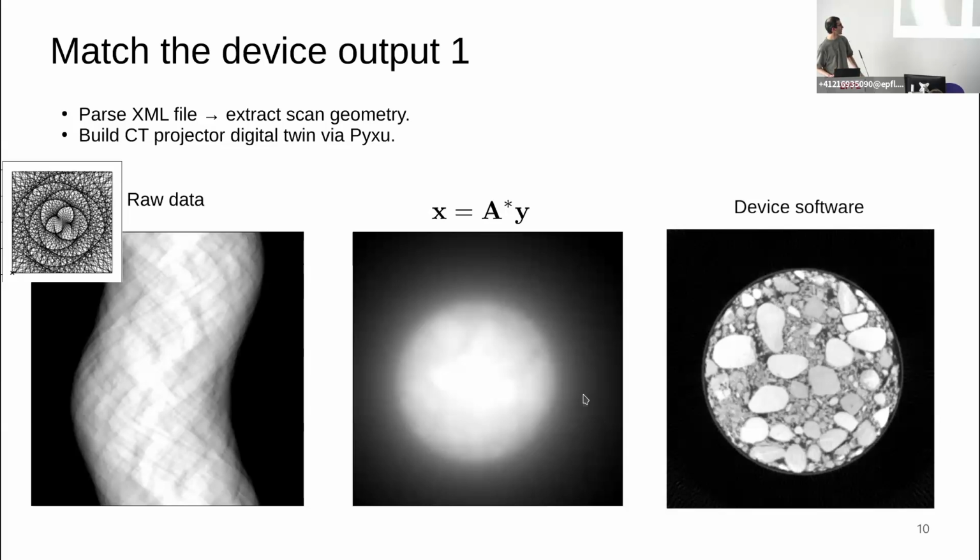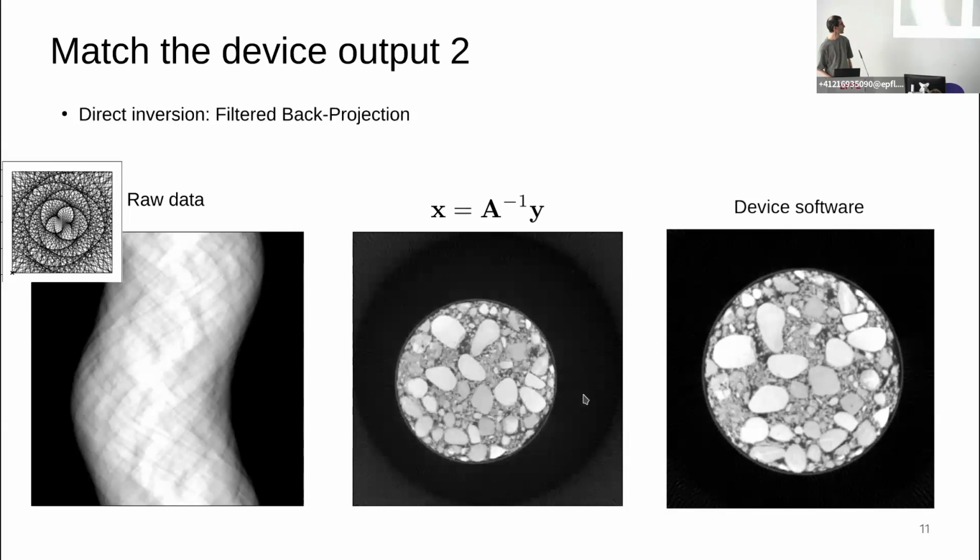So the first thing we did was saying, okay, instead of just doing the back projection, let's actually try to invert the X-ray transform that is being done by the instrument. That's typically a few lines of code in Pyxu once you describe the geometry. And when you do that, we already get this image, which, up to a rotation, is the same thing as the device gives us, which is good.